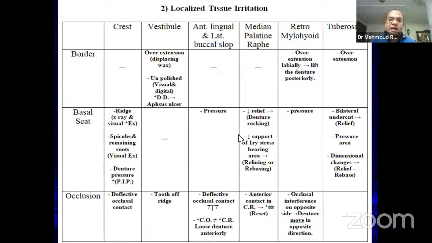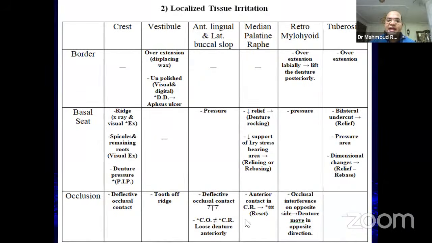Anteriolingual and buccal, anteriolingual and lateral buccal ridge slope, we may have irritation from deflective occlusal contact, and when the centric occlusion is not concurrent with the centric relation, also we may have a problem.